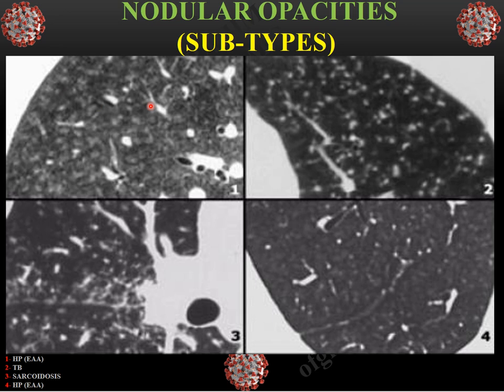So we have three subtypes of these patches: centrilobular nodules, perilymphatic distribution, or random distribution.